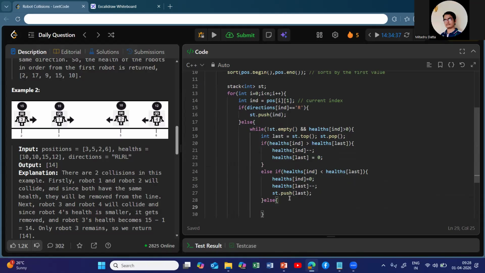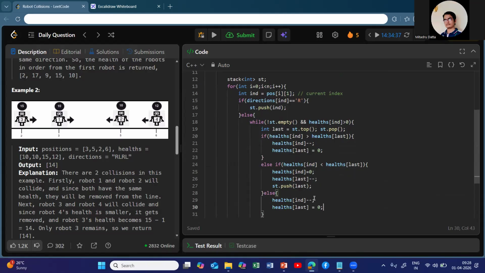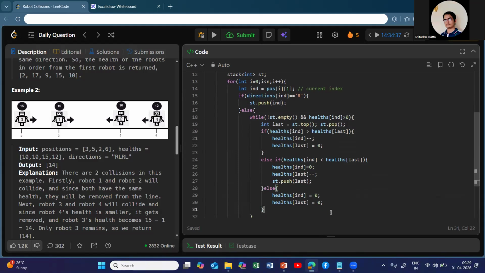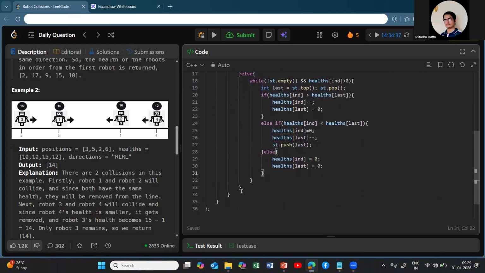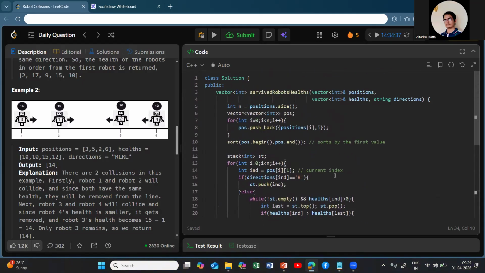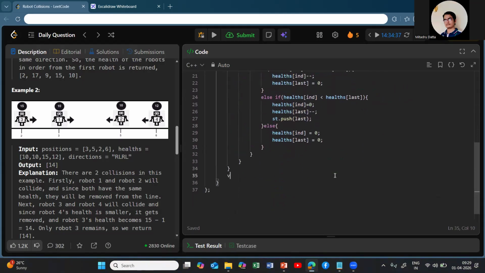Since it still survives, I need to push it back. Else, you see, both of these healths you can simply make 0, because both of the healths are 0 now and there is no need to push anything into the stack. So that will be all. My final health array is ready now. Now I can build my final vector answer.